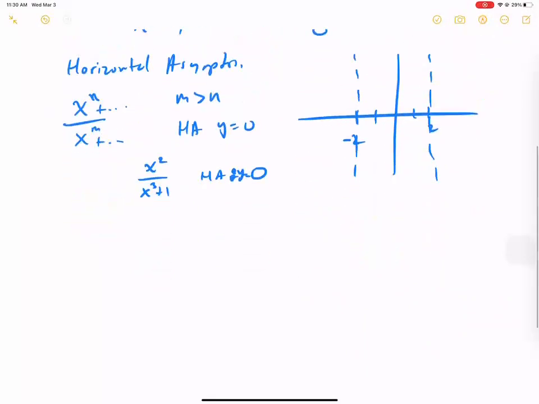What about if it's x squared over x to the 6? Well, the bottom is bigger. So again, our horizontal asymptote is y is equal to 0.